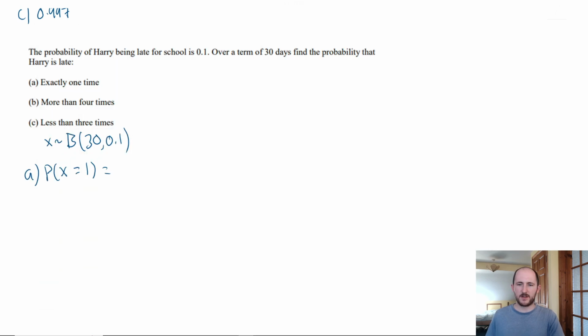0.141. Again, to 3 significant figures because they haven't really given us any other indication as to why. I will say that when we do hypothesis testing, we sometimes go to something like 5 significant figures, but that's for another day. So more than 4 times, what does that look like as an inequality? Well, that looks like x is greater than 4.